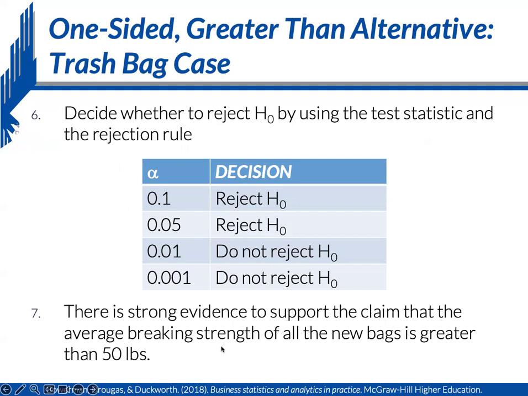Or in other words, there is strong evidence that supports the claim that the trash bag of the company is the strongest in the market. So that's how we perform a hypothesis test for a one-sided greater than alternative. Now, how does it differ from a one-sided less than alternative?